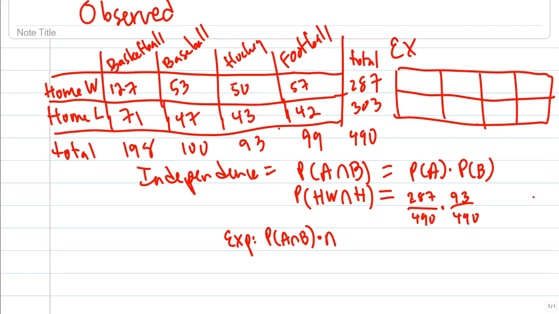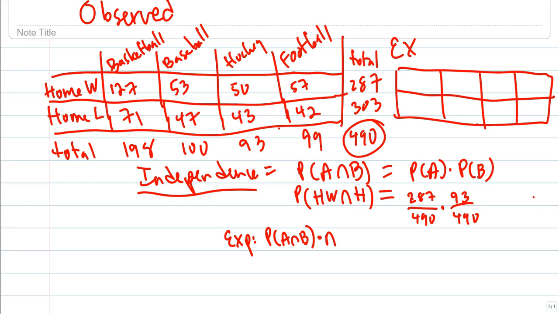Okay, let's see. So here's my observed. And to calculate what we expect if they were perfectly independent, we need the totals. So write in each number and fill in the totals. The total basketball was 198, baseball was 100, hockey was 93, football was 99. And the total home wins was 287, total home losses 303, and our total here is still 490. Okay? So what would we expect if things were perfectly independent? Well, this goes back to chapter 4 about probabilities. The probability of it being perfectly independent is going to be the probability of A times the probability of B. You can just multiply them if they're independent.